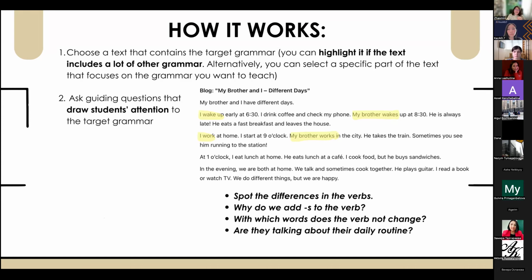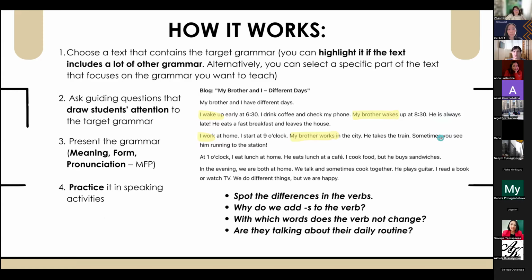Because the last question I ask is, are they talking about their daily routine? Yes, they do. So this tense, when we talk about our daily routine, we use the present simple. If you want to, you can say that. You don't need to, it's not a must-do thing. Now, after that, you start presenting meaning for pronunciation.